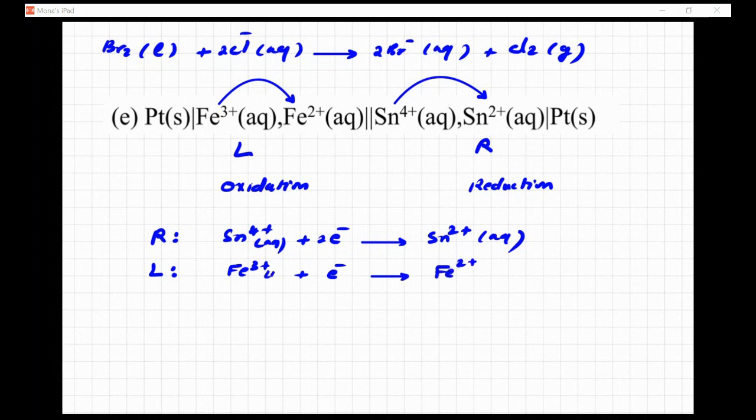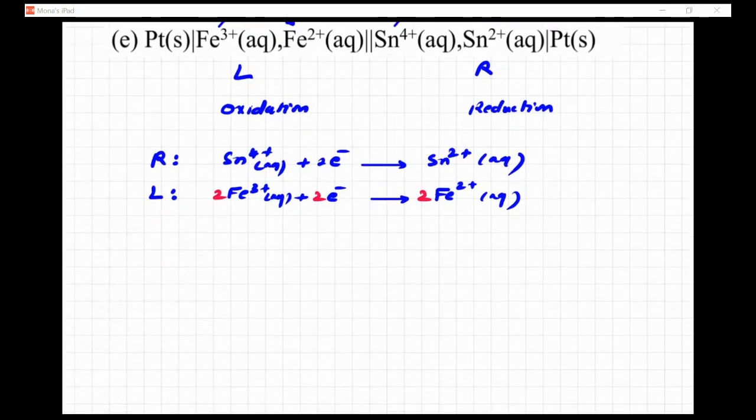You can see that I have to multiply the equation by 2, because I have to have a matching number of electrons. So there should be 2 here, 2 here, and 2 there. That should be my equation for part E, or the half reactions for part E.